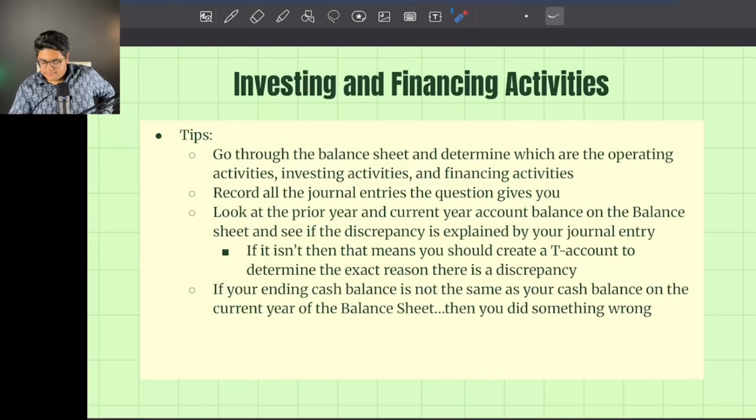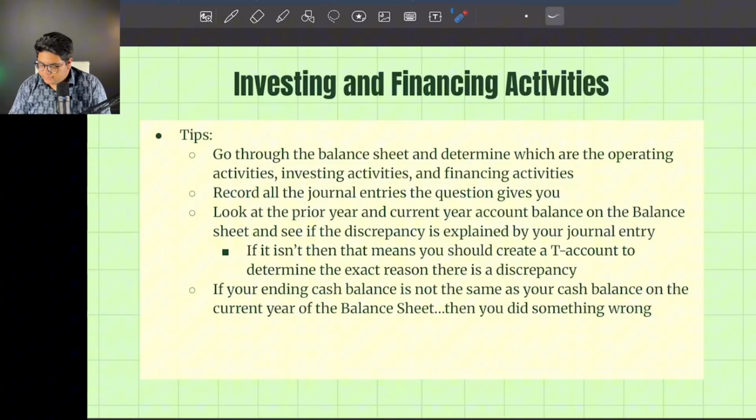So some tips for investing and financing activities: go through the balance sheet and determine which are the operating activities, investing activities, and financing activities. You're going to be given a balance sheet, so determine which specific item of the balance sheet relates to which specific activity. The second tip I would give you is to record all the journal entries the question gives you. So the question is going to be like, here's a balance sheet, here's some of the entries, record this in the statement of cash flows.